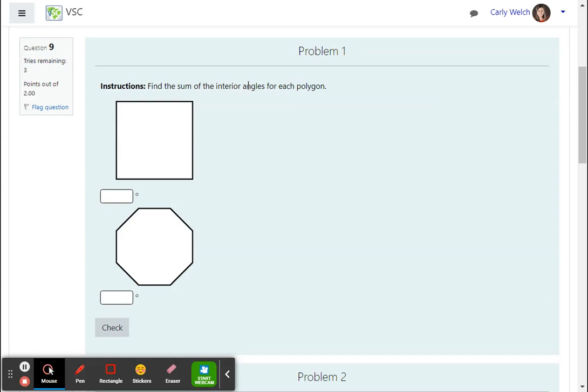For this one, find the sum of interior angles for each polygon. So this has 4 sides: 1, 2, 3, 4. So I'm going to take 4 minus 2, and times 180. That'll give me 360. And this has 1, 2, 3, 4, 5, 6, 7, 8 sides. So I'm going to replace n with 8, and that gives me 1080.